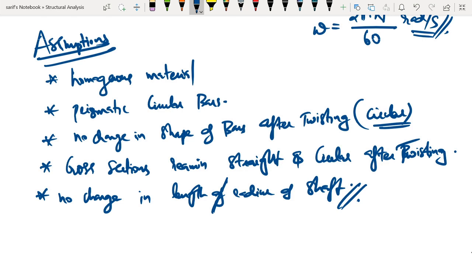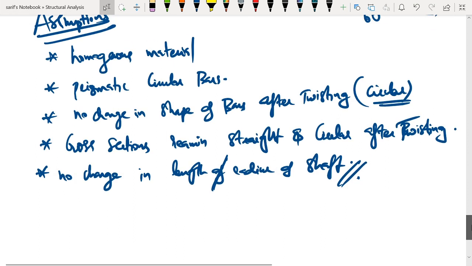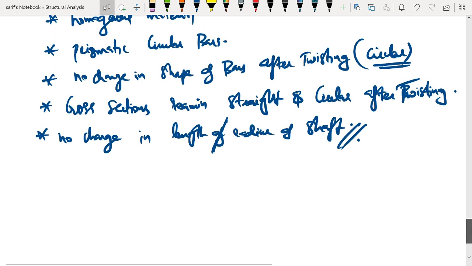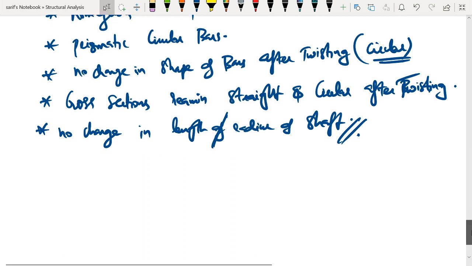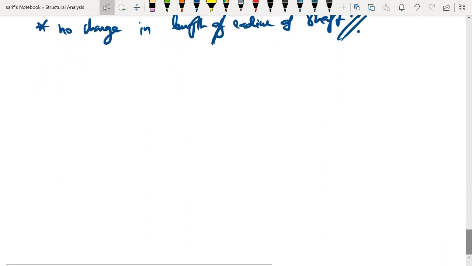One is homogeneous material, prismatic circular bar, that is the shape is the same throughout. Another one is there is no change in the shape of the bars after twisting, they remain perfectly circular, which means that the cross sections remain straight before and after twisting, and the cross sections remain circular before and after twisting, and also there is no change in length or the radius of the shaft.